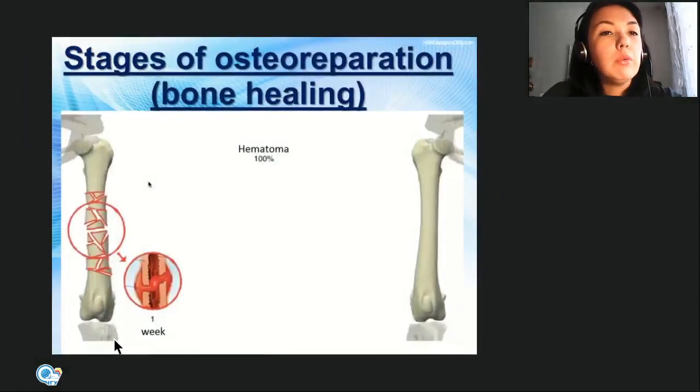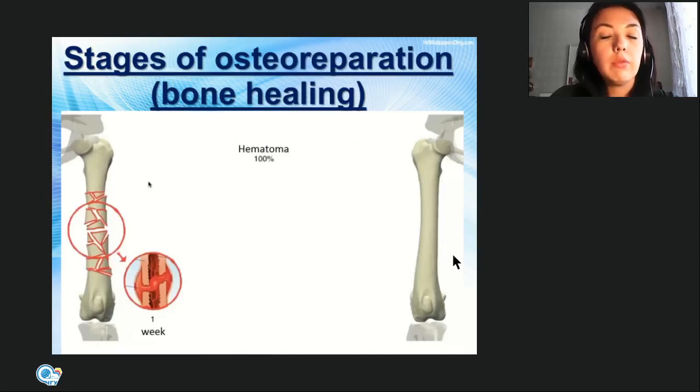Okay, so what else do we have to say? We should discuss the stages of osteoreparation, or bone healing. Knowing this will allow us to understand why such a long immobilization is required in case of fractures.